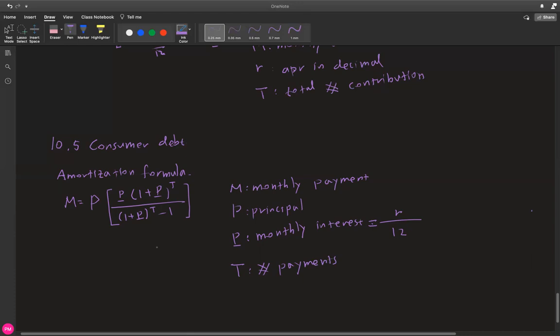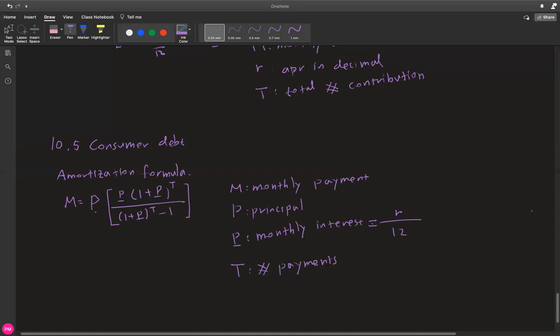And similarly here, we can be asked a couple of different types of problems. We can either be asked, if the total amount of the loan is P, under these terms, how much is your monthly payment? Or you could also be asked, if you want your monthly payment to be this much, how much do you have to take out? Those are the two different types of problems.